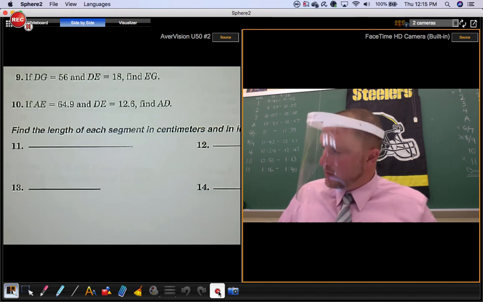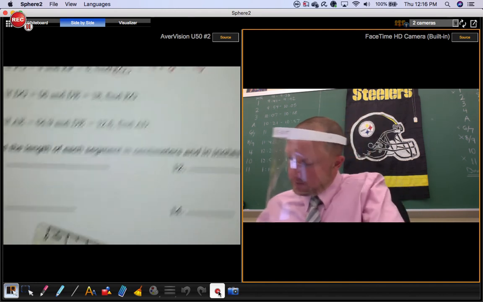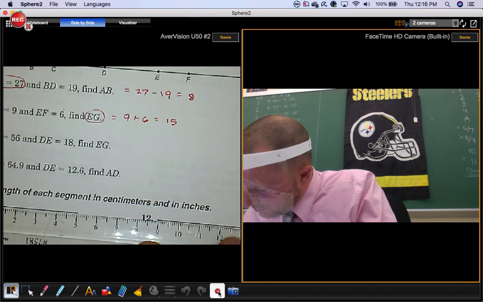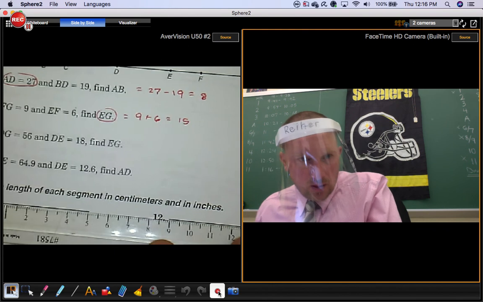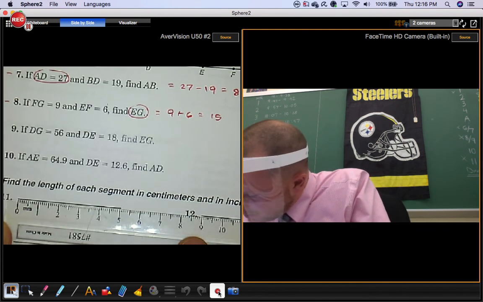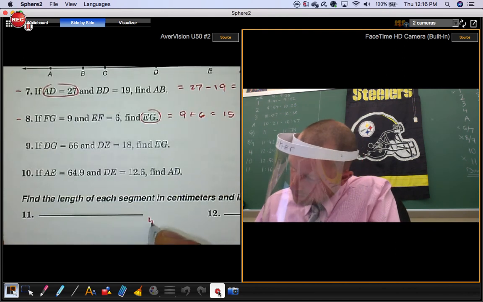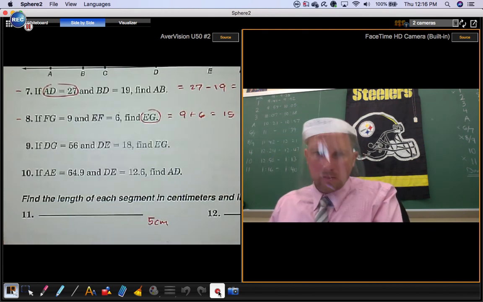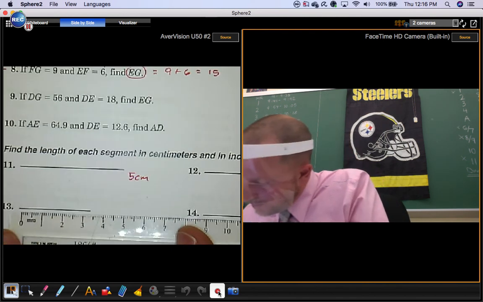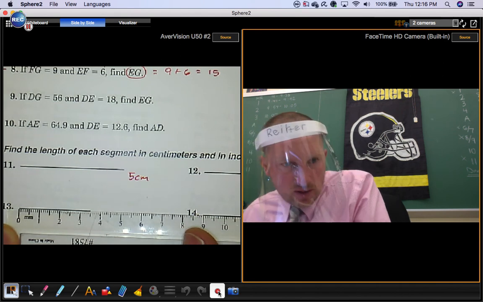Practice some measuring again, using our centimeter side and our inches side. It looks to me like this segment is exactly 5 centimeters long. Number 13 looks like 3.5.